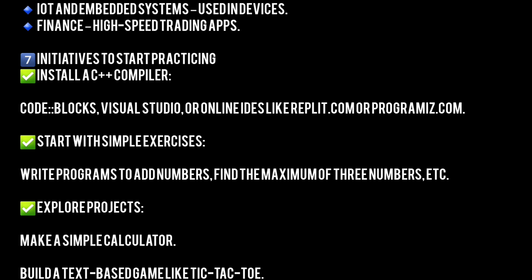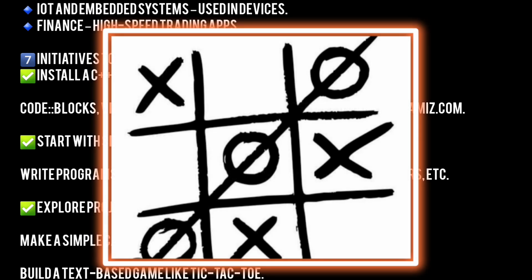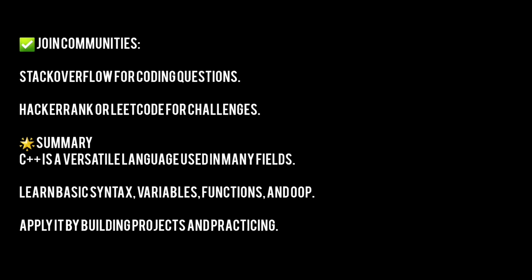Seven initiatives to start practicing. Install a C++ compiler, Code::Blocks, Visual Studio, or online IDEs like replit.com or programiz.com. Start with simple exercises. Write programs to add numbers, find the maximum of 3 numbers, etc. Explore projects, make a simple calculator. Build a text-based game like tic-tac-toe. Join communities: Stack Overflow for coding questions, HackerRank or LeetCode for challenges.